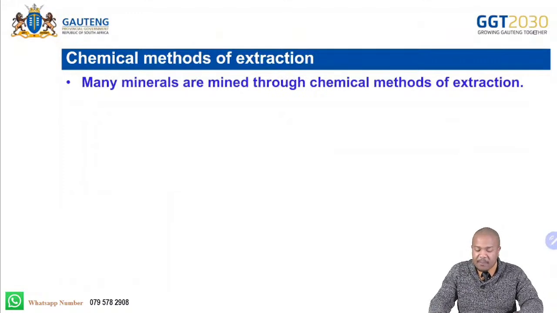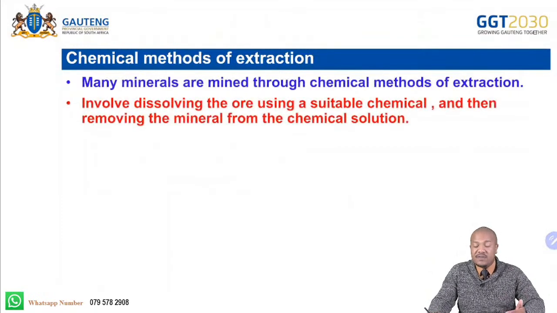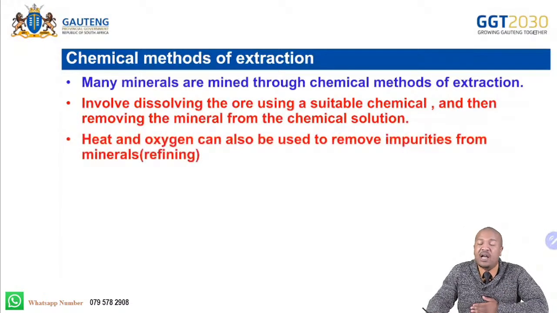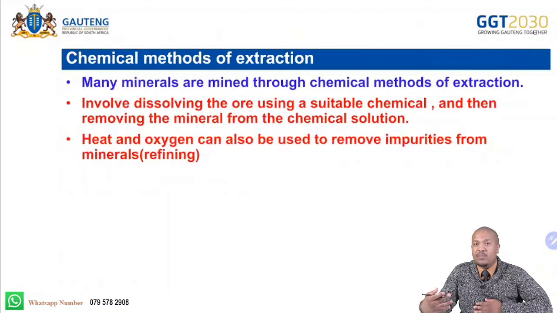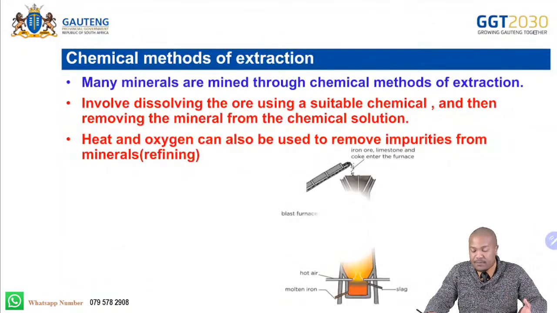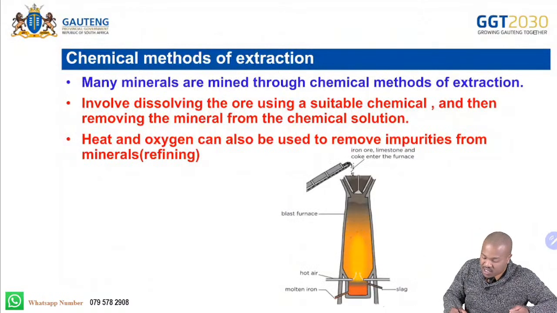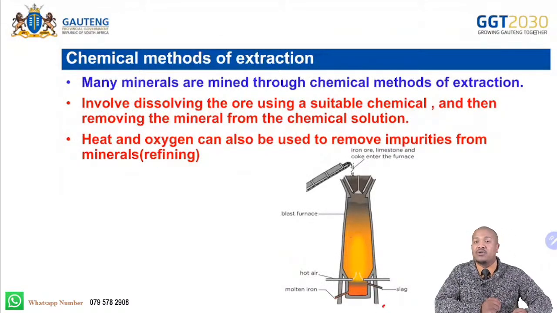Now to mention some of the chemical methods of extraction. Many minerals are mined through chemical methods, as we've said. It involves dissolving the ore using a suitable chemical and then removing the mineral from the chemical solution. Are we together? So we find that heat and oxygen can also be used to remove the impurities or to refine the minerals. So here is a picture of the blast furnace that we're talking about.